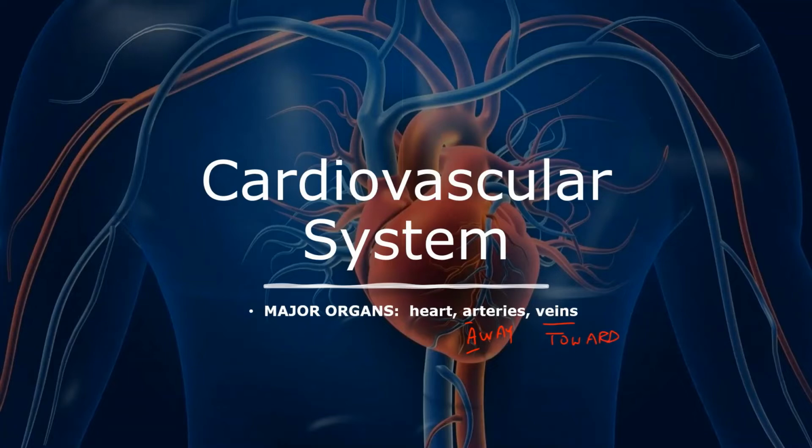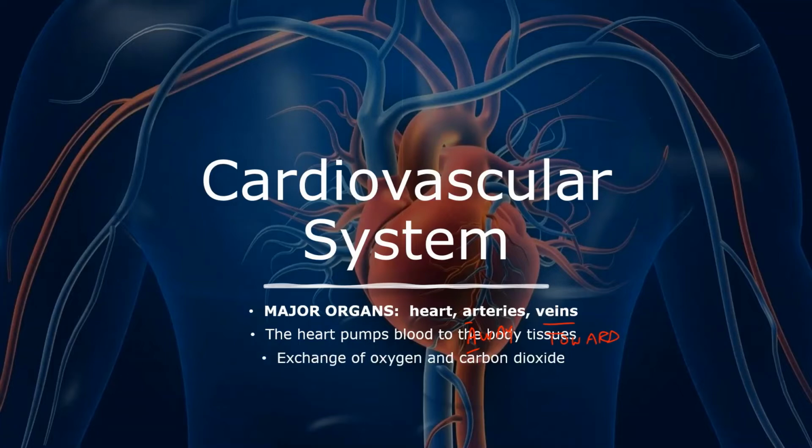There are going to be some structural differences, but at the end of the day, it doesn't matter blue or red on a picture, although that's usually a hint. But arteries take blood away. Veins take blood back toward the heart. And of course, the heart is the pump, pushing blood to the rest of the body tissues to feed them. You can feed them with nutrients, you can feed them with oxygen, to keep it very simple.